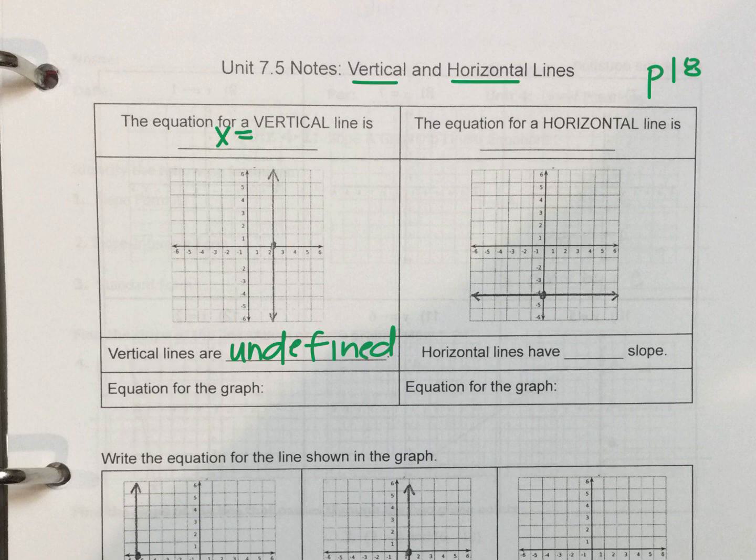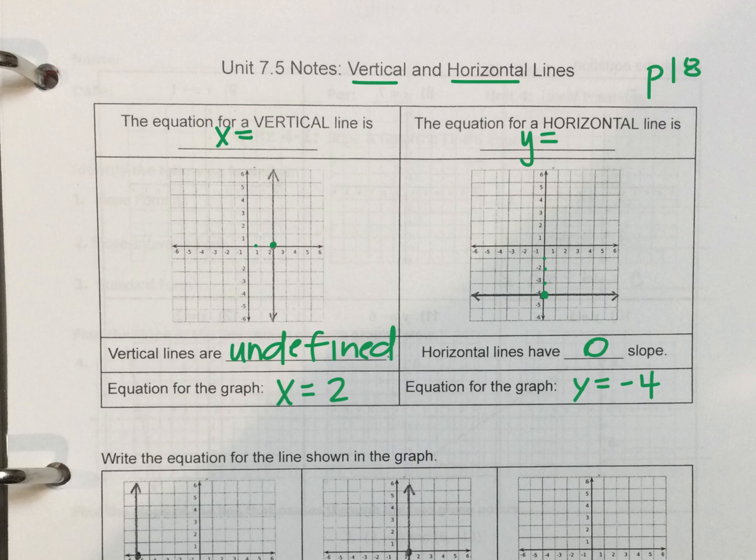And for this graph, the equation will be x equals 2. It's on the 2, and x goes up and down. X equals 2. For a horizontal line, the equation is y equals a number. Horizontal lines have zero slope because they're straight across. And the equation for this graph would be y equals -4.